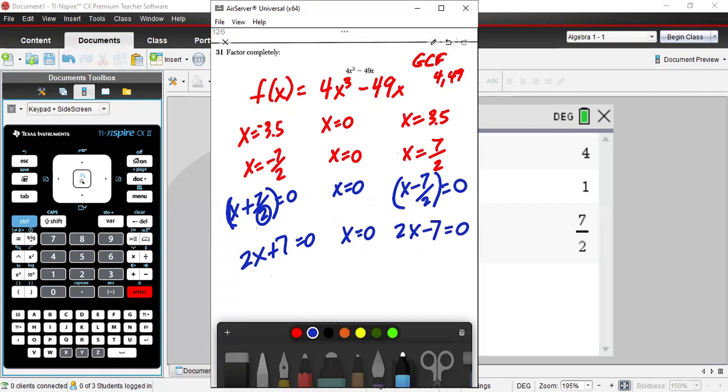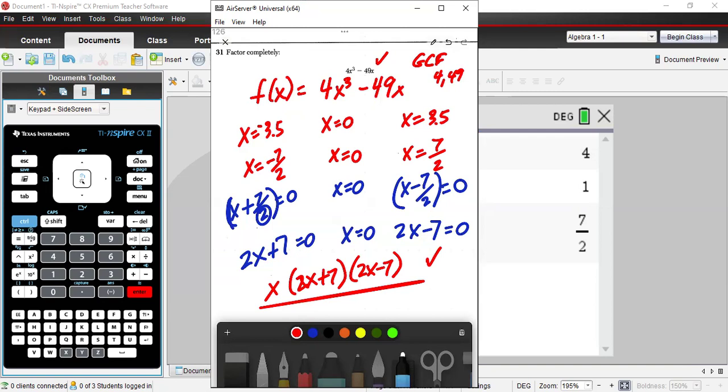Now I'm ready to factor. I've got rid of the fractions, the decimals, so it's going to be x times 2x plus 7 times 2x minus 7. This is the completely factored form. If you want to, you can graph this, and they should be the same. If they're not the same, then that means you've made a mistake and you've got to figure it out. But that's it.